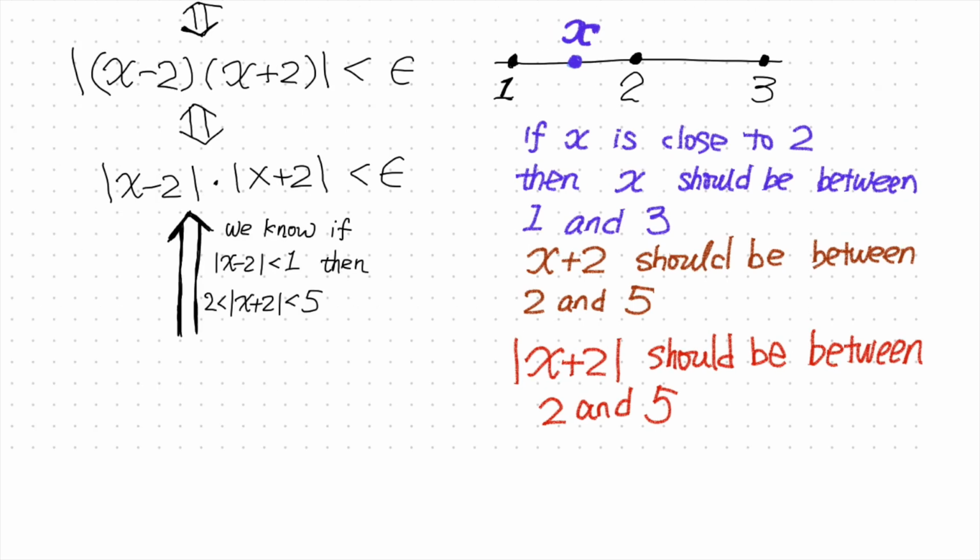Eventually, the only thing we can ask for is absolute value of x minus 2 less than delta. But we already know if the absolute value of x minus 2 is less than 1, then we have the absolute value of x plus 2 is between 2 and 5. Which is good.